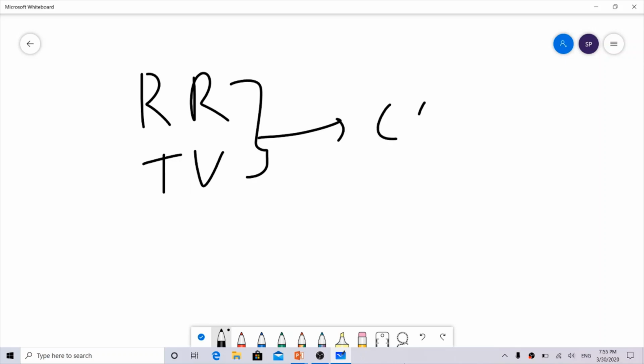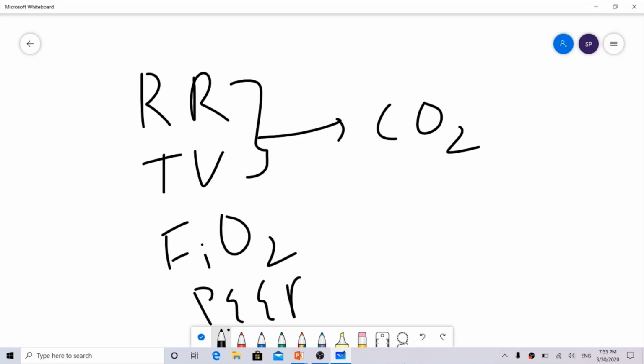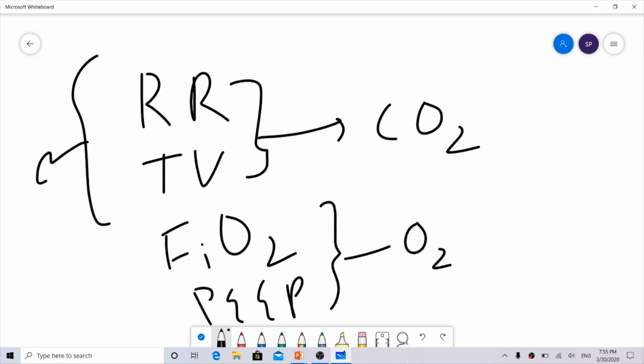So let's see how this works. In a ventilator, the respiratory rate and the tidal volume affect the carbon dioxide levels, while the FiO2 and the PEEP affect the oxygen levels. So basically the respiratory rate and tidal volume are for ventilation. They are affecting the carbon dioxide levels in the body.